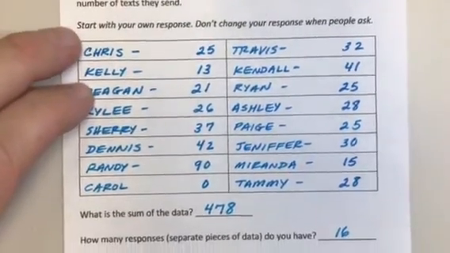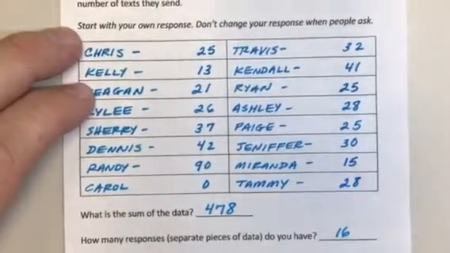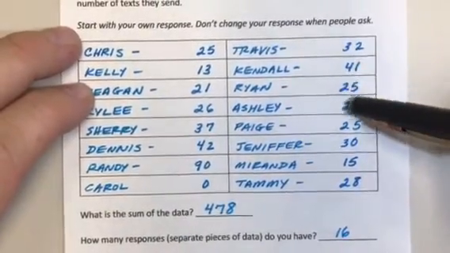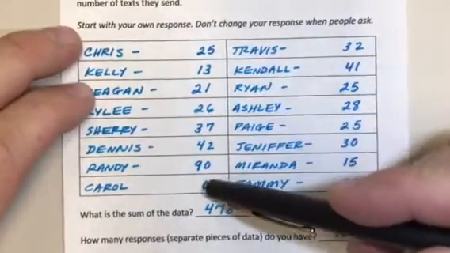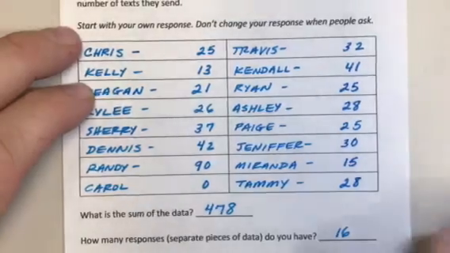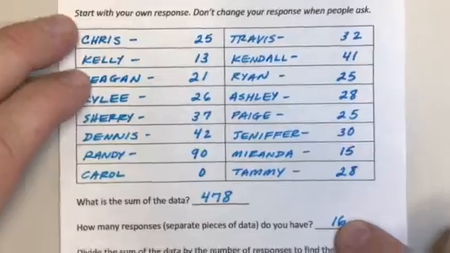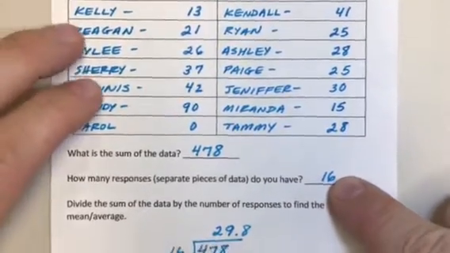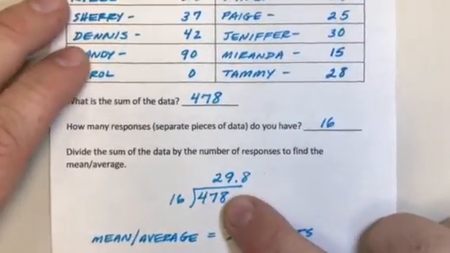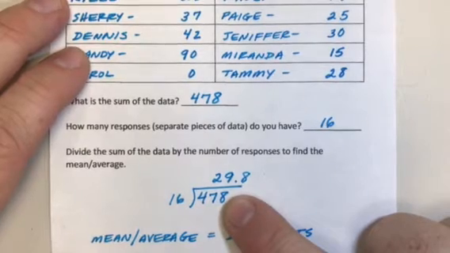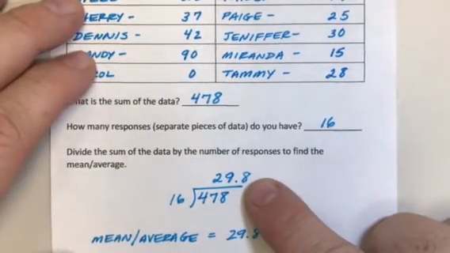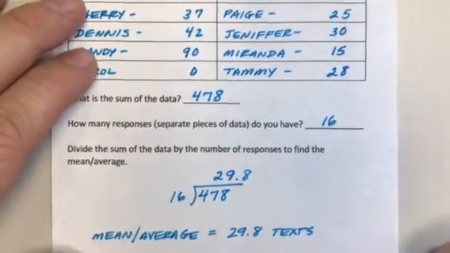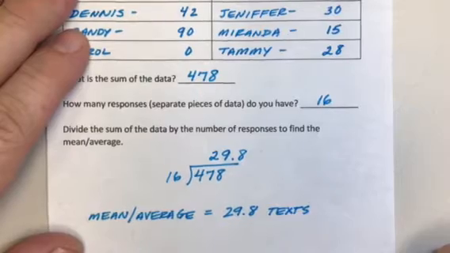The basics of finding average are to find the sum of all of your data. In this case, when we added up all 16 of these answers or responses, we got 478. There are 16 total responses. And so if we divide the total number of text messages sent by the number of responses of 16, we get an answer of 29.8, which is our average number of texts sent per day.